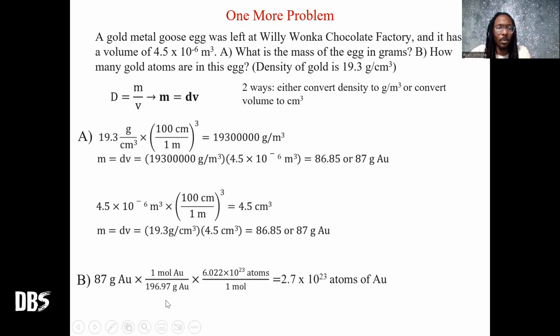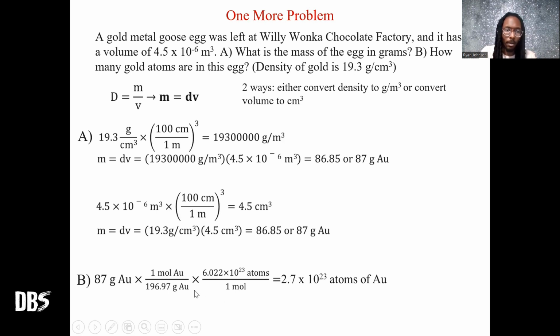Once again, how do we get this conversion factor? We look at our periodic table because I understand that for every 196.97 grams of gold, I have 1 mole of gold. So my grams of gold cancels out. I'm left with moles of gold on top. And I need to get to atoms. So I'm going to multiply that by Avogadro's number. 1 mole equals 6.022 times 10 to the 23 atoms.